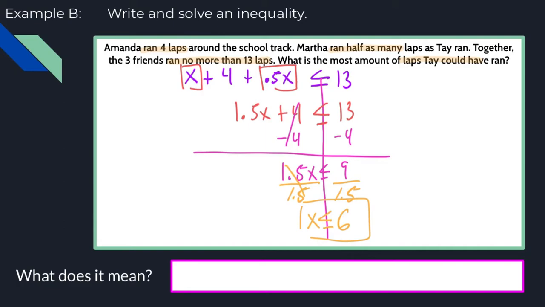So what does that mean? This means that the most laps Tay could have run was 6. Now let's take a look at example C.